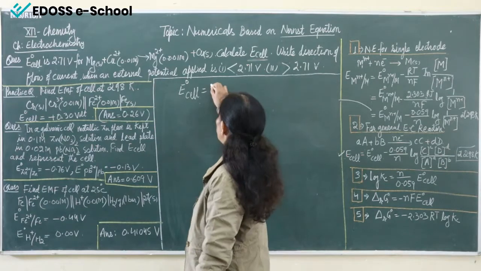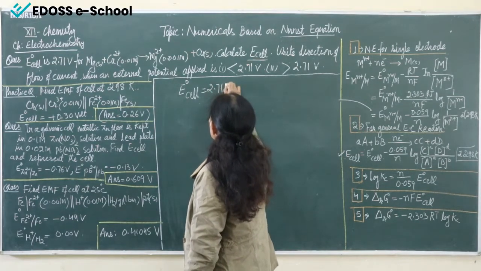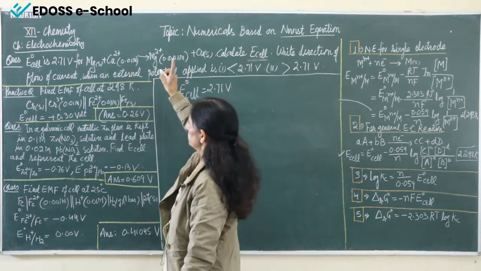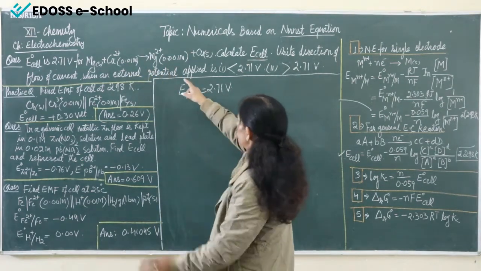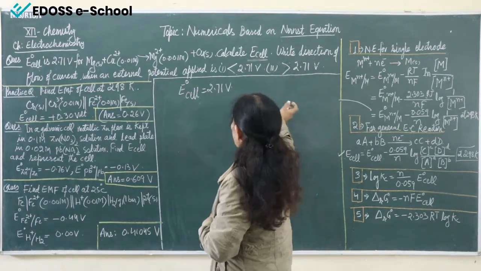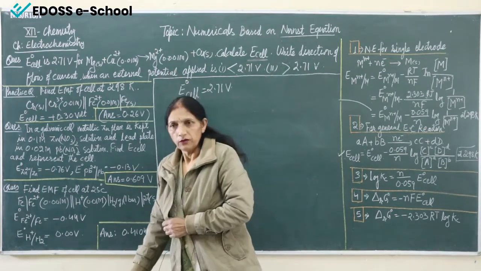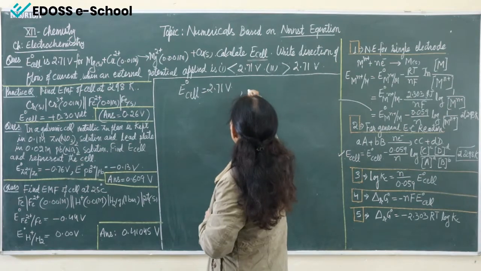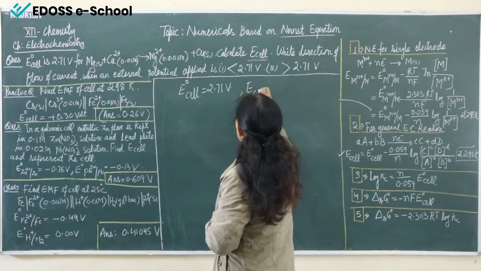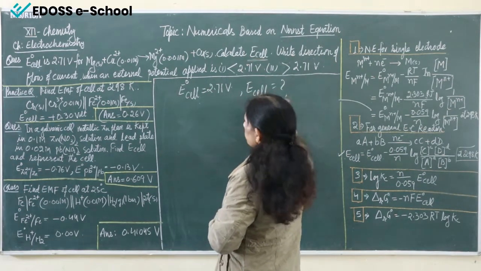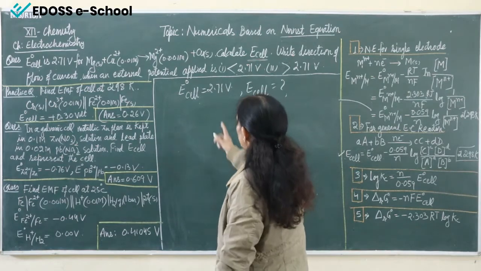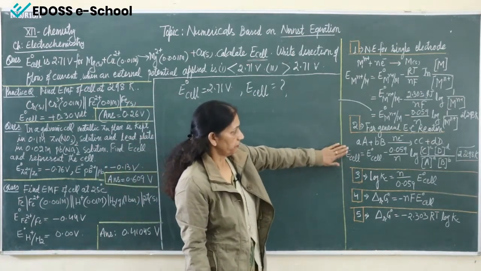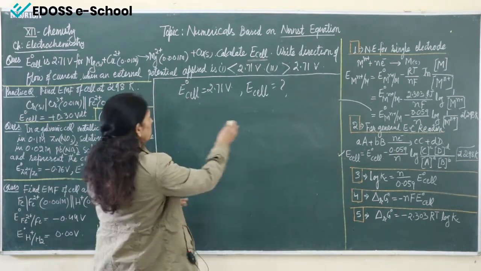This is given: 2.71 volt. And concentrations are given to us. There is no need to write the concentration here, but we can apply it directly in the formulas also. And we have to find E of the cell. Now how will we do it? See here, this is the formula we will apply. First write the formula.